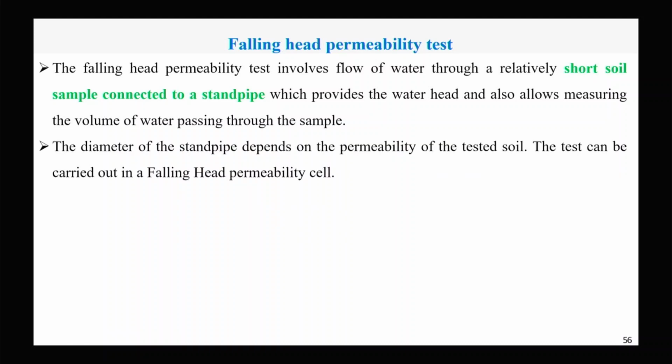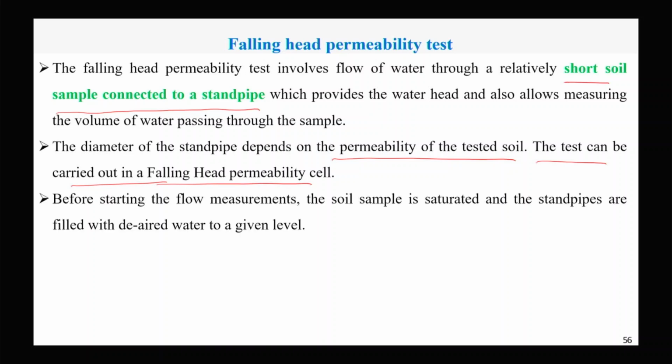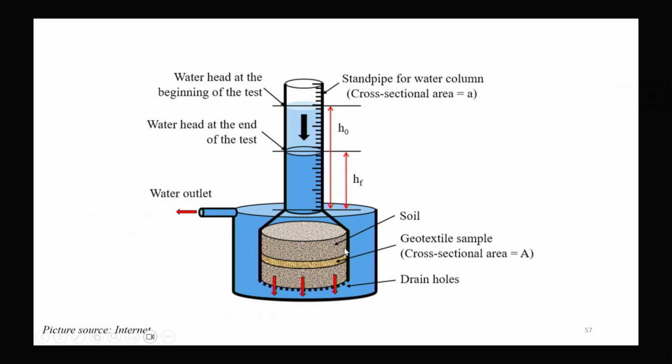Here a short soil sample is connected to a standpipe. The diameter of the standpipe depends on the permeability of the test soil, and the test can be carried out in a falling head permeability tester. Before starting the flow measurement, the soil sample is saturated and the standpipe is filled with water to a given level.